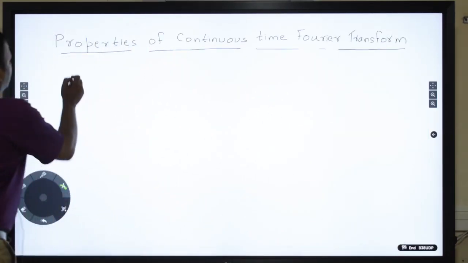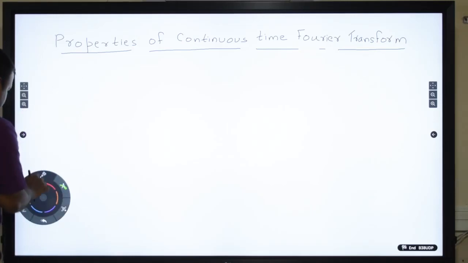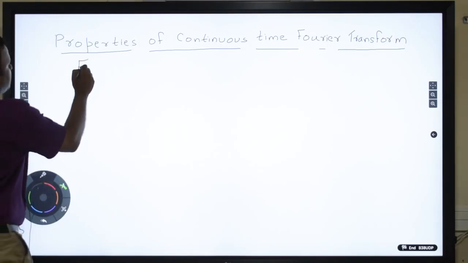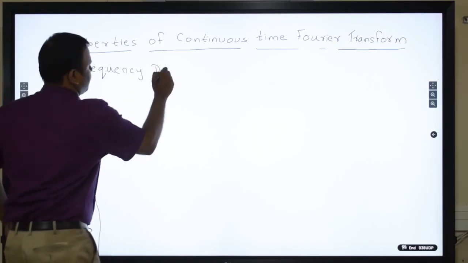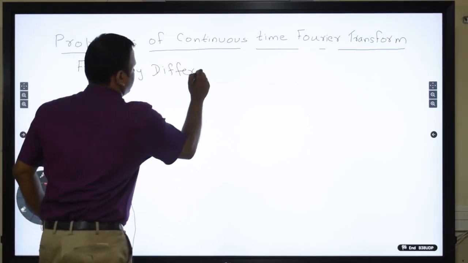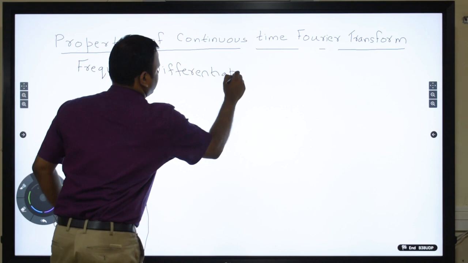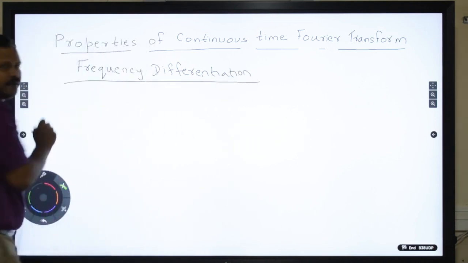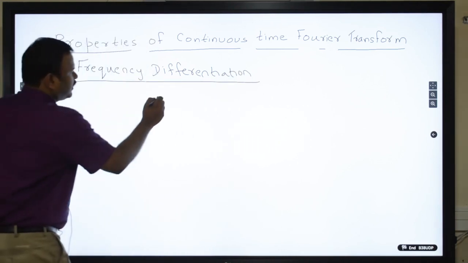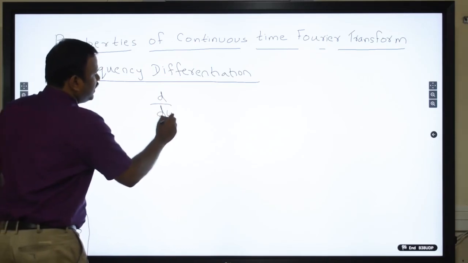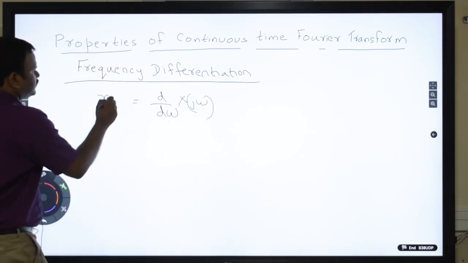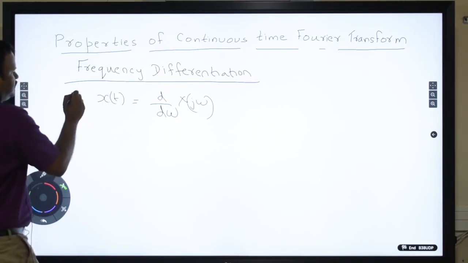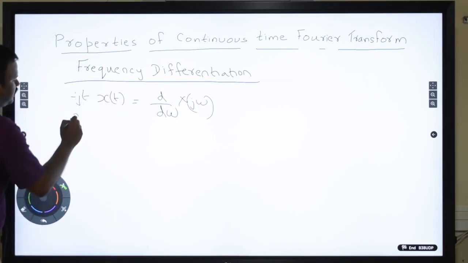Next, coming to the frequency differentiation. So, instead of doing the differentiation for time, I am doing it for frequency. So, d by d omega of X of j omega equals x of t multiplied by minus jt. Now, we are going to see the proof.